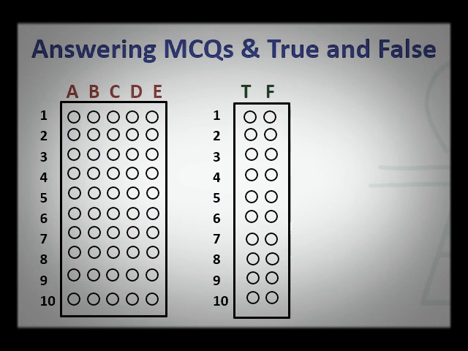This is how the answer bubble sheet look like for the multiple choice question having 5 options A to E. This would be the columns to the left, and then the true and false options, the 2 options of the true and false would be to the right. You are then required to make shadings for the correct answers as indicated by the question numbers.